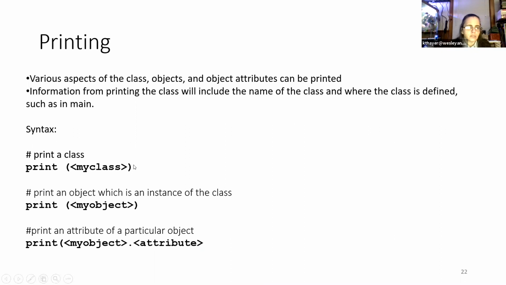Notice the parentheses, and then of course you fill in the name of your class. But you could also print an object, which is an instance of the class, so you could do print my object. So this is printing the blueprint, and this is printing a particular object or instance. If you wanted to print an attribute, then you would do print my object dot attribute. Oh, and there should be a closed parenthesis here that somehow got lost. So you'll need to do these 3 different print statements depending on which of the aspects you wish to see.